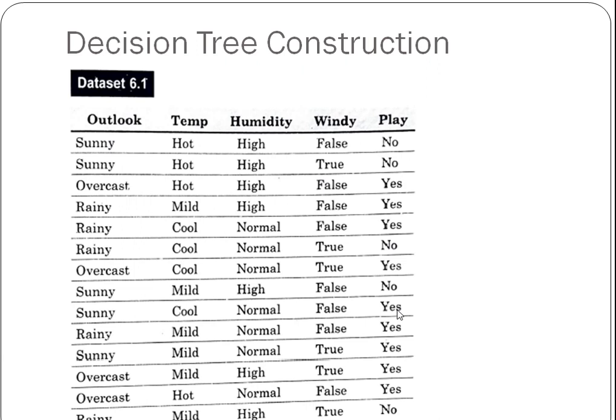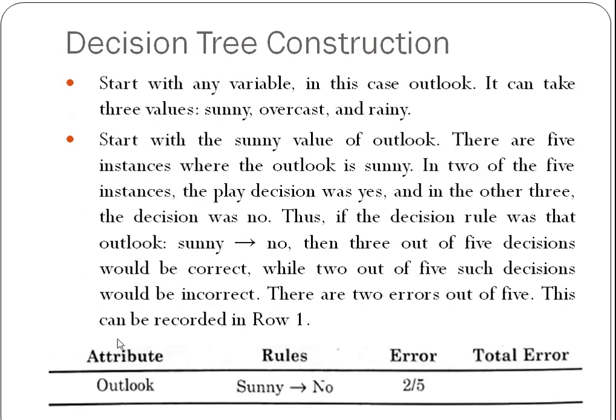So how many errors if I choose sunny no? How many errors out of the 5 records? I will have 2 errors. I will go back to this page. So you can say attribute outlook, rule sunny no. How many errors do I have? 2 by 5. Out of 5 instances, this rule failed in 2. It succeeded in 3.